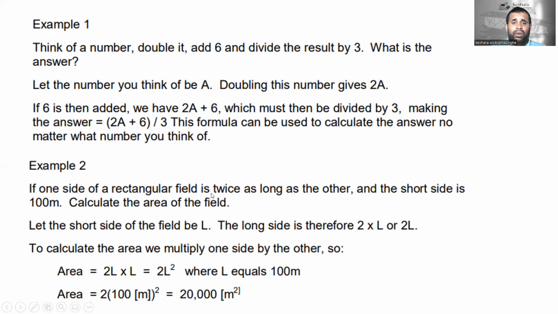If one side of a rectangular field is twice as long as the other, and the short side is 100 meters, calculate the area of the field. So let's see how to construct equations. Let the short side of the field be L. The long side is therefore 2 into L, or 2L. To calculate the area, we multiply one side by the other. So area equals 2L into L, equals 2L squared, where L equals 100 meters. So area is 2 into 100 meters squared, so 20,000 square meters.